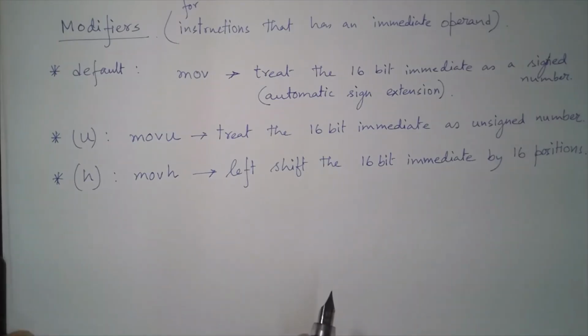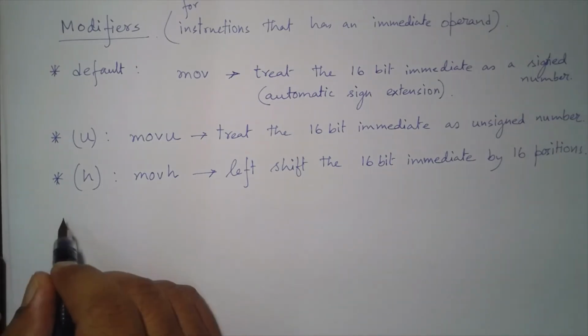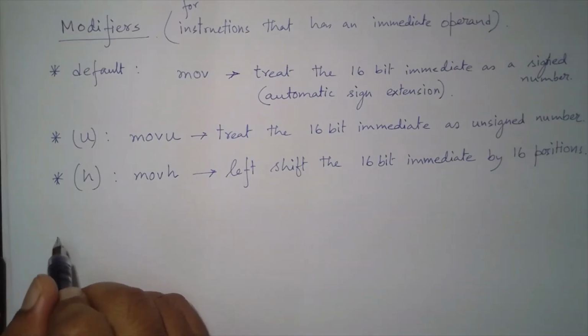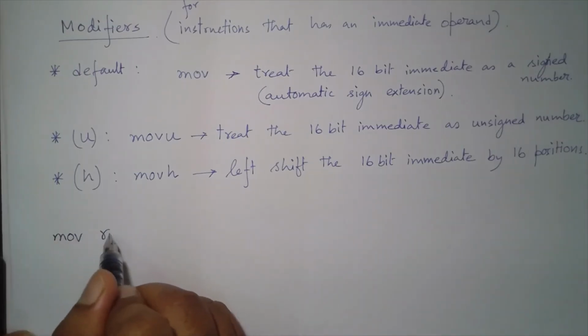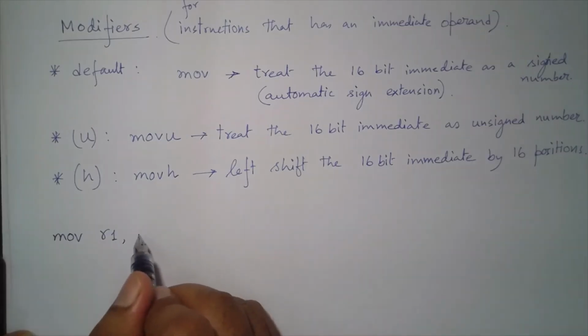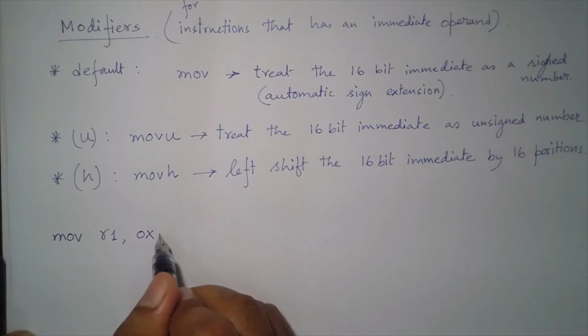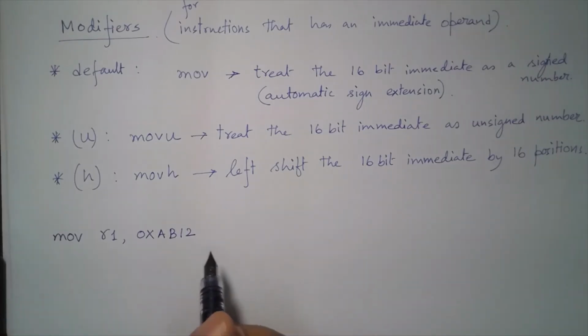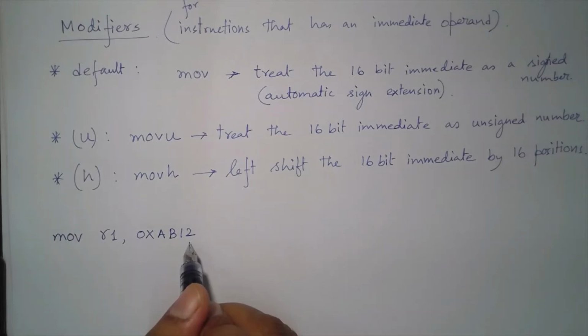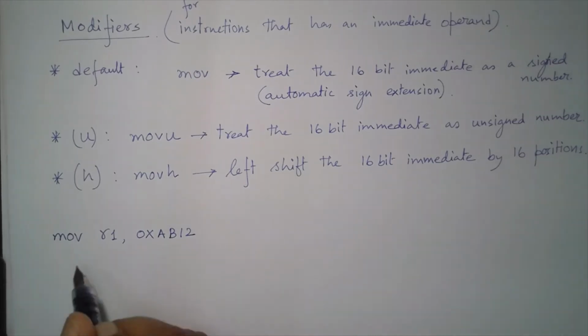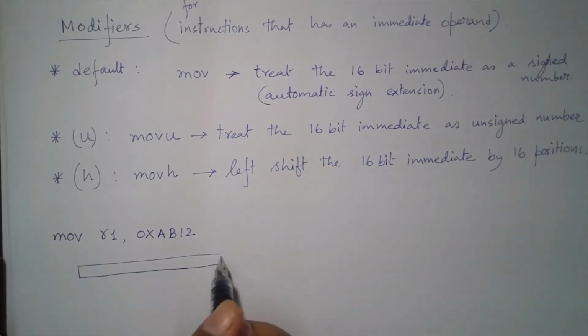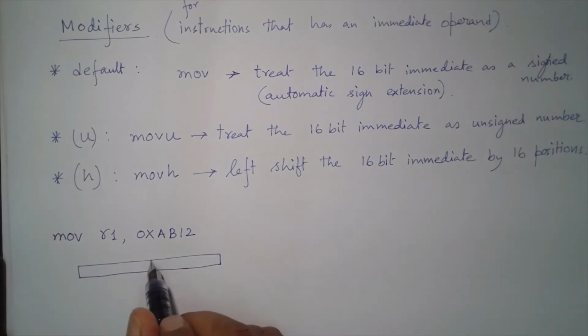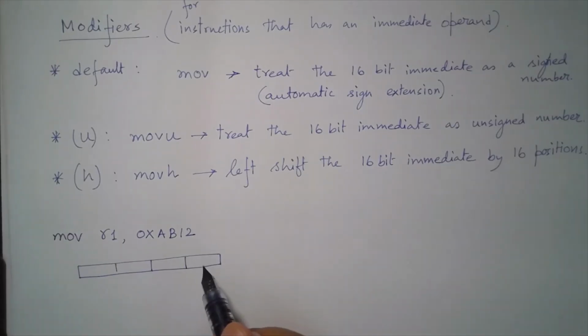So, let us try to understand these modifiers, and we look at these different cases. Let us say I have an instruction like this: move R1 with this immediate value. The immediate value is AB12. Now, this is a 16-bit number, our immediate is a 16-bit number. Now, this is my R1, it is a 32-bit register, all right.